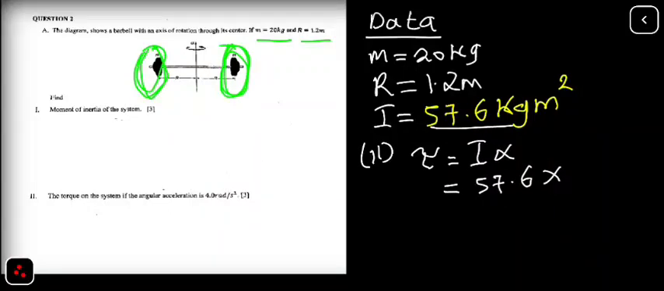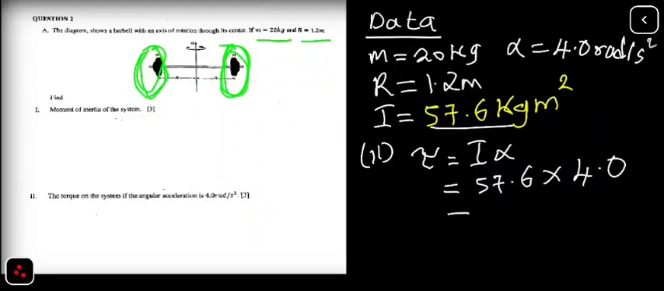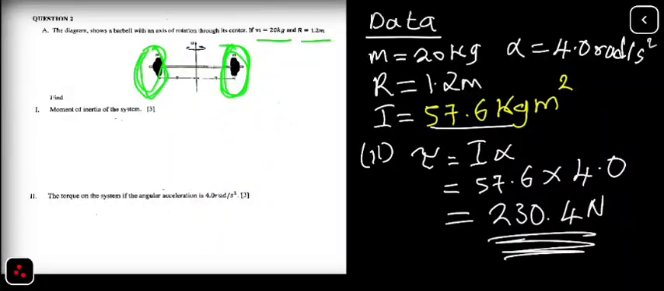57.6 multiplied by our angular acceleration. Let me just write it here: angular acceleration is equal to 4.0 rad per second squared. Then you multiply, and you're going to find 230.4 newtons. Therefore, the torque on the system is equal to 230.4 newtons.